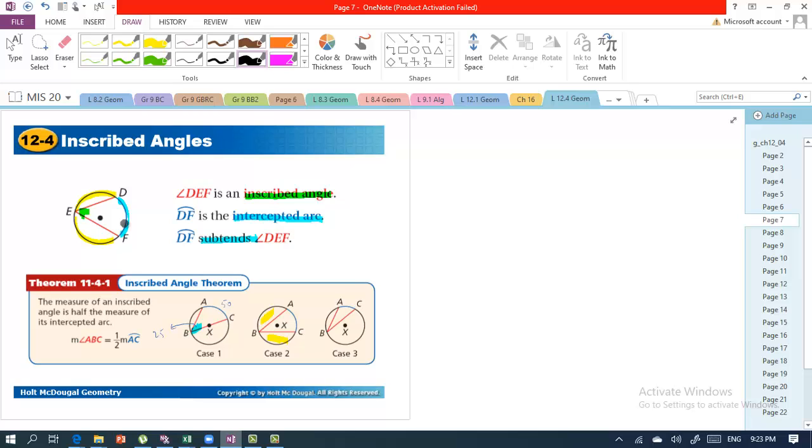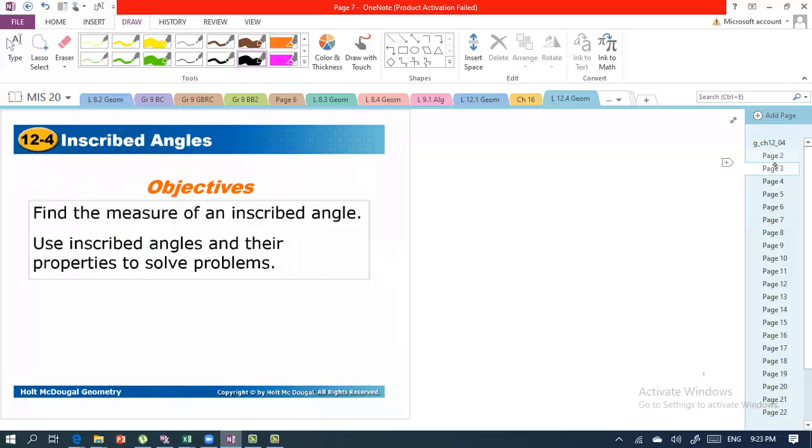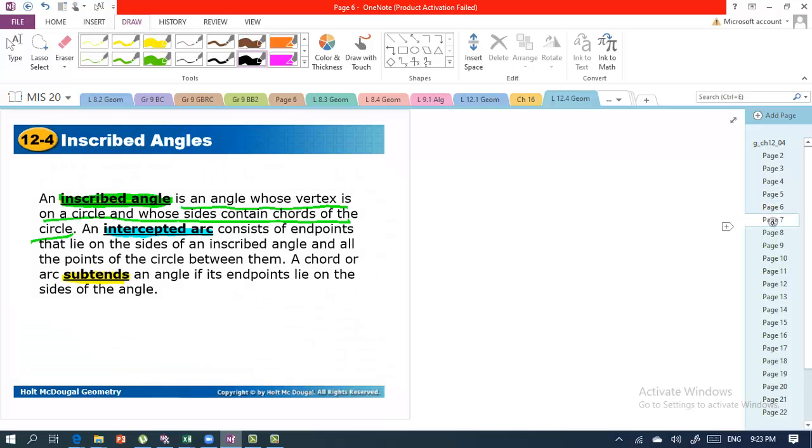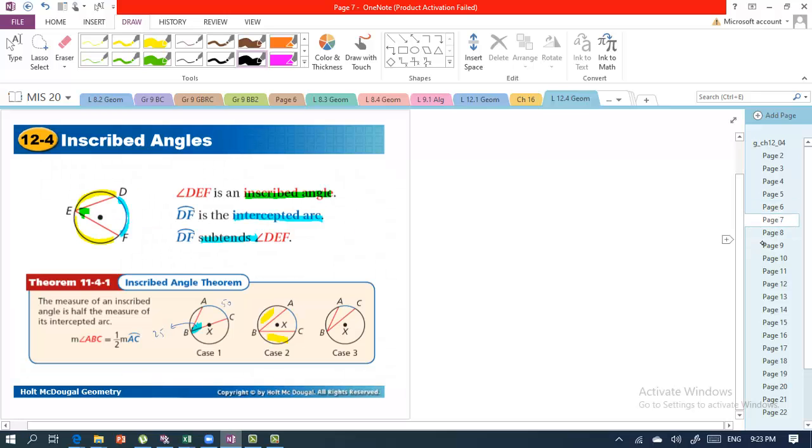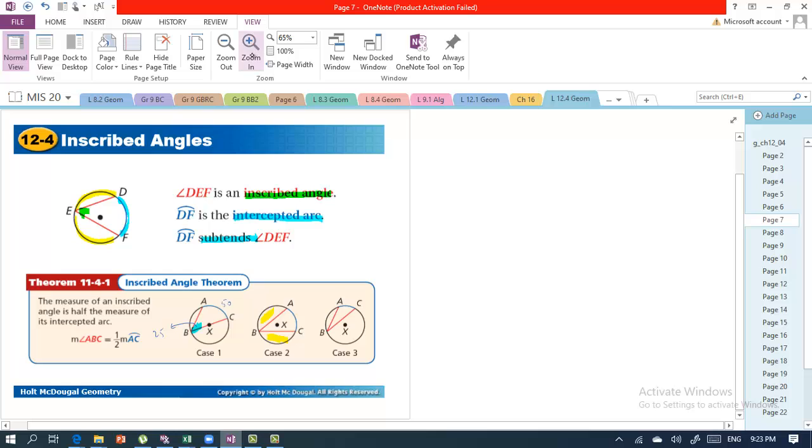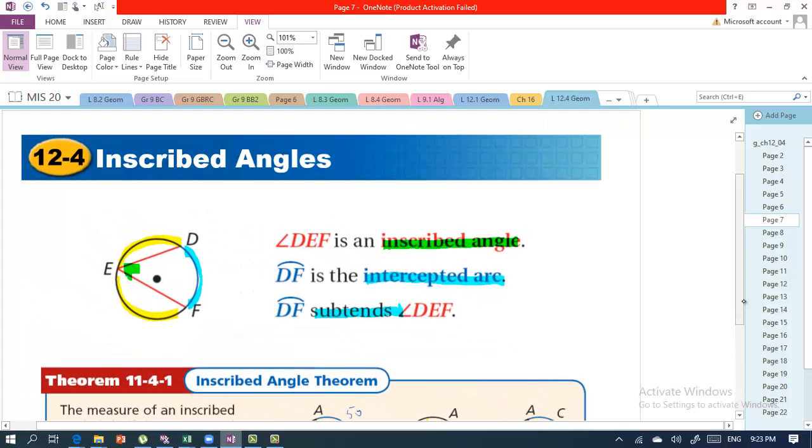Okay, so here we have again the inscribed angle, and we have to show you something else now. Let us zoom in and go here.